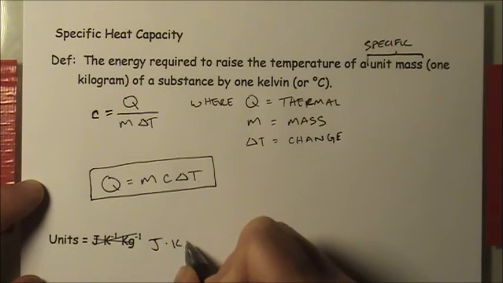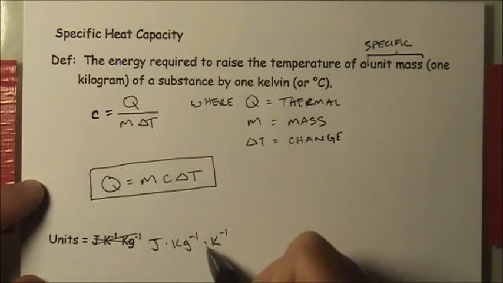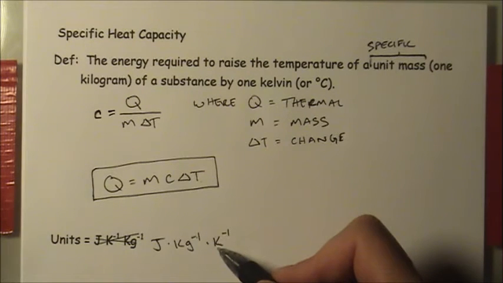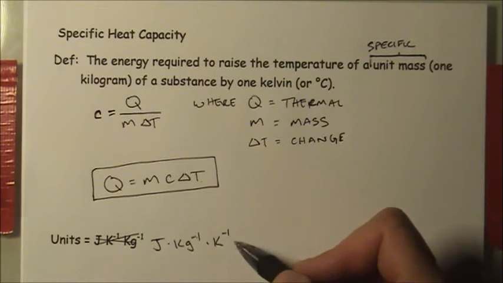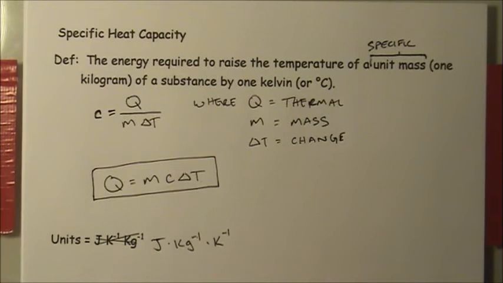this are joules per kilogram per Kelvin, or it could also be per degree Celsius. It would be very common to see degrees Celsius here also. So the units tell you what it is, the amount of energy to raise 1 kilogram of a substance by 1 Kelvin or 1 degree Celsius.